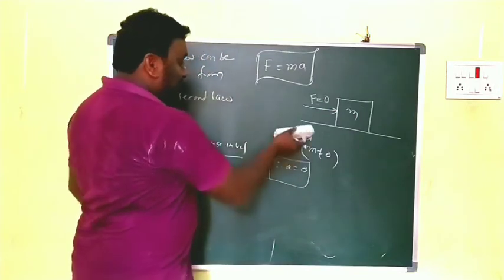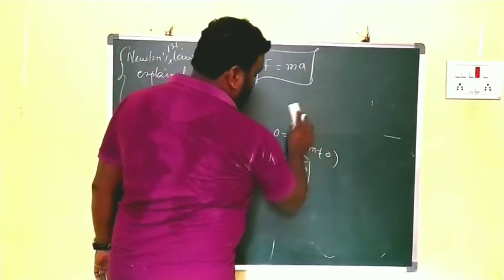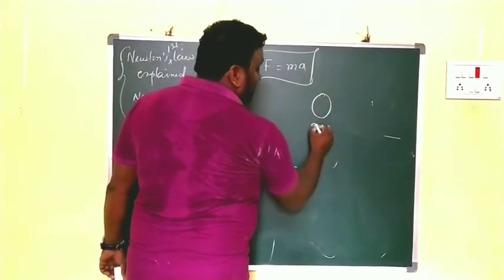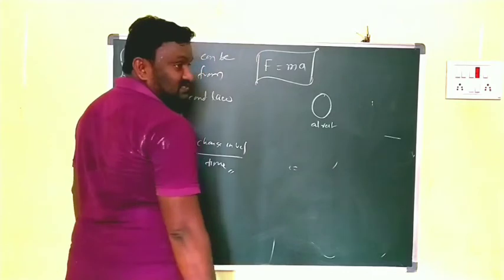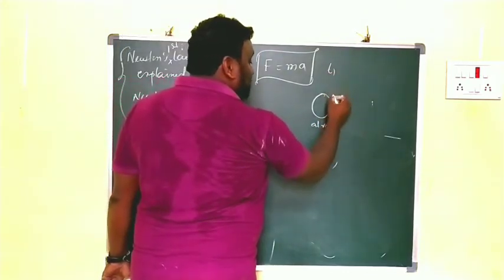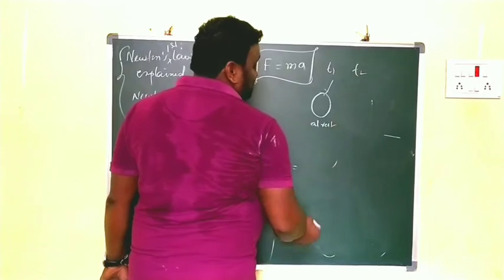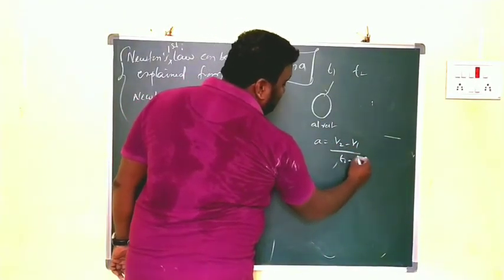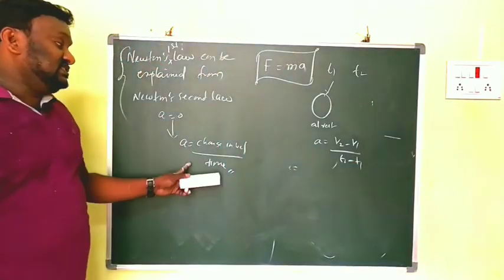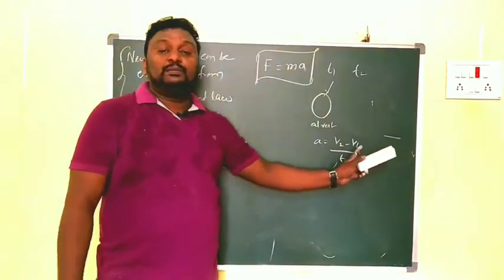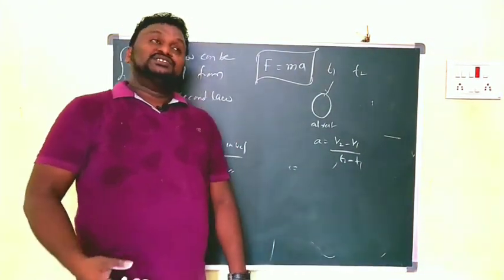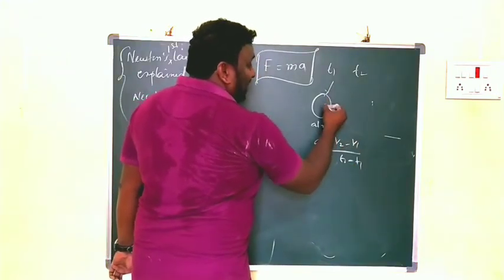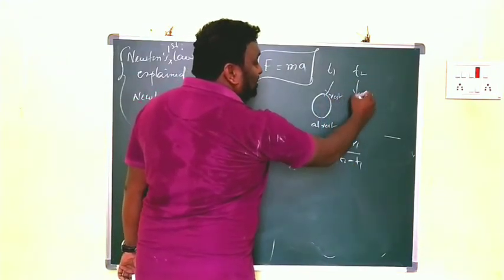The first thing is, I am taking the same example here. The body is at rest. For the first time t1 it is at rest, and for time t2 also it is at rest. That means here I am writing a is equal to v2 minus v1 by t2 minus t1. Acceleration is change in velocity, a is equal to v2 minus v1 by t2 minus t1, children. So in this case, at time t1 there should be rest, and at time t2 also it is at rest.